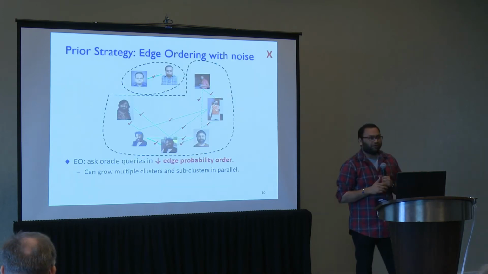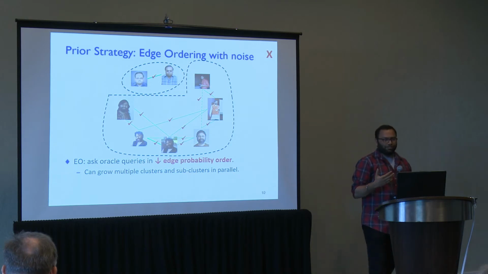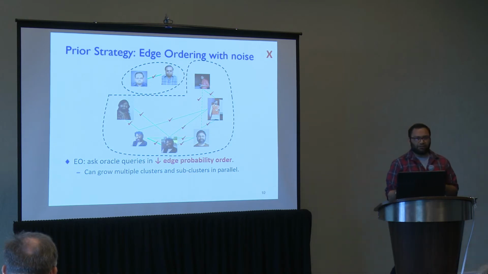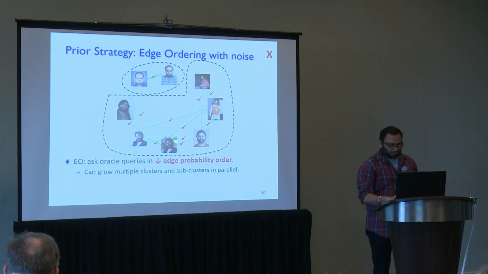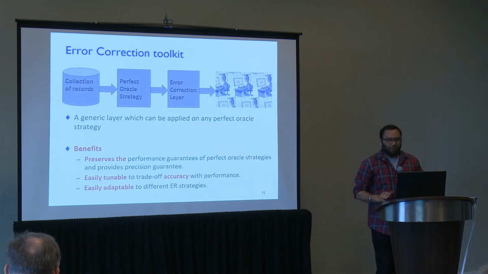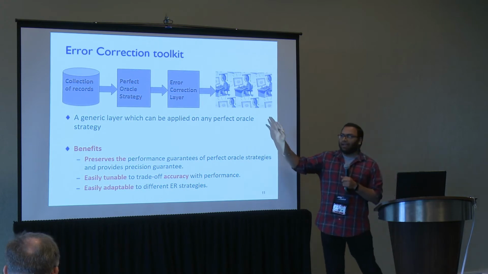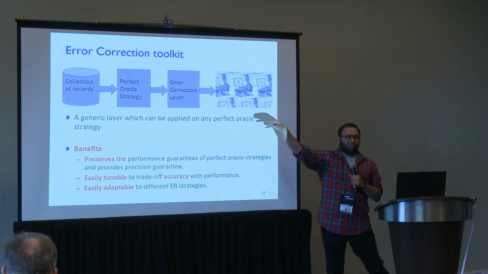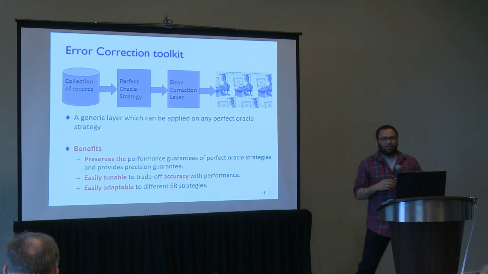So how do we approach this problem to nullify the effect of error which is present in the answers of the oracle? To solve this problem, we propose an error correction layer which can be applied on all the perfect oracle strategies proposed in the literature to handle the noise.